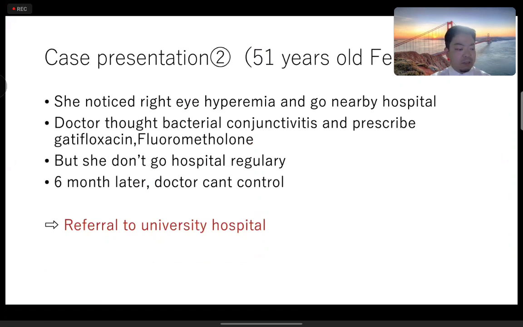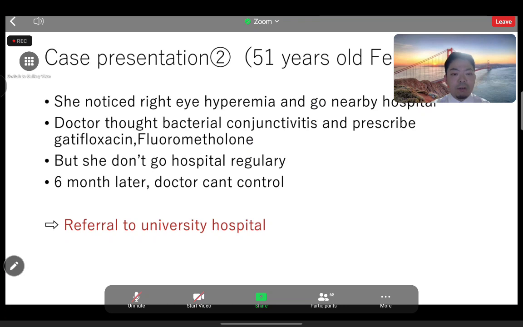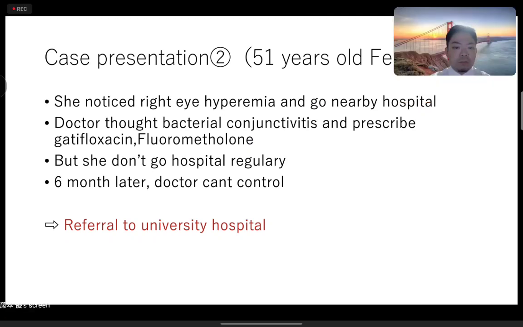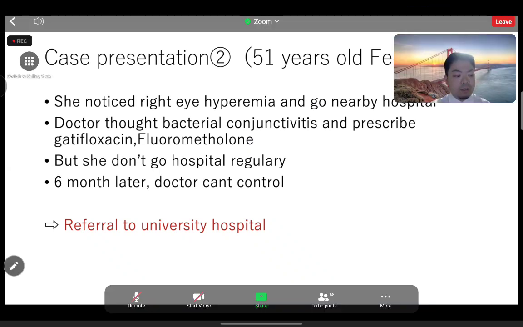Case number 2 is a 51-year-old female. She visited a nearby doctor to complain of hyperemia in the right eye. She was diagnosed with bacterial conjunctivitis and was prescribed gatifloxacin and chloromycetin. However, she didn't go to the hospital regularly. After 6 months, her condition was getting worse, so she was referred to our hospital.